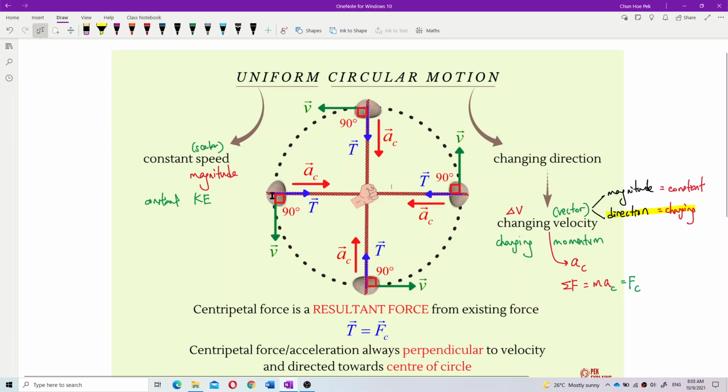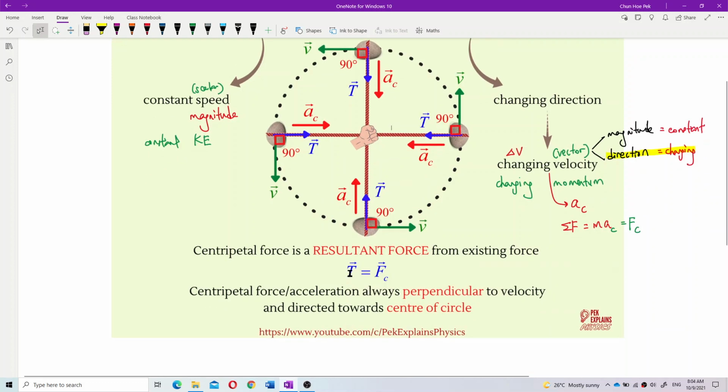When the stone is over here, the tension is also 90 degrees to the velocity. At the bottom here, also 90 degrees. Over here, the tension is always 90 degrees, always perpendicular to the velocity. So that's why the velocity keeps on changing direction. So this tension force becomes the centripetal force.